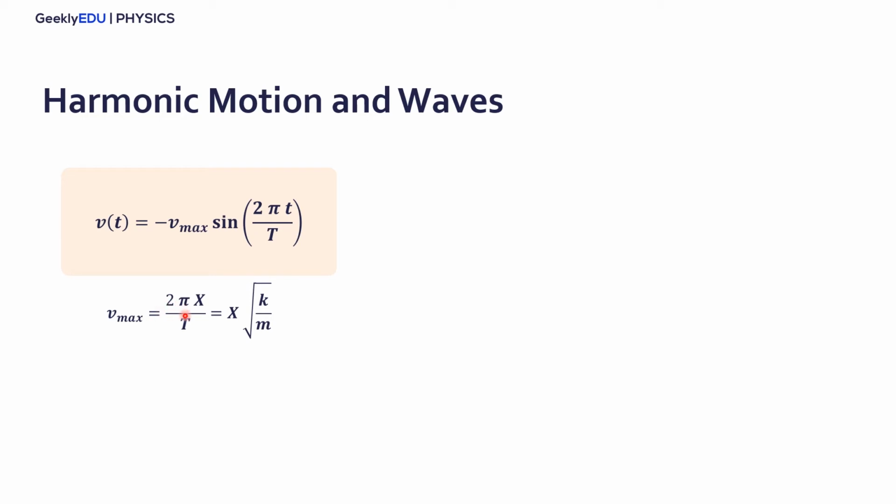It's 2 pi times the position divided by the period, times the square root of k over m. And also from this velocity, the speed function, we can derive the acceleration. That's negative k times x divided by m times the cosine of 2 pi times t, the time, over the period.